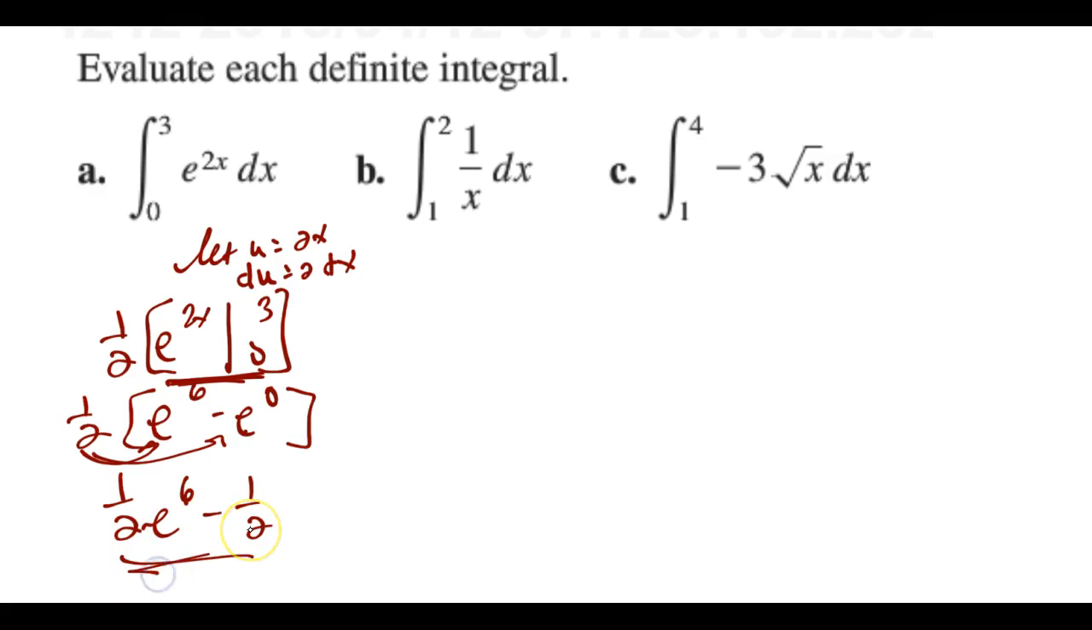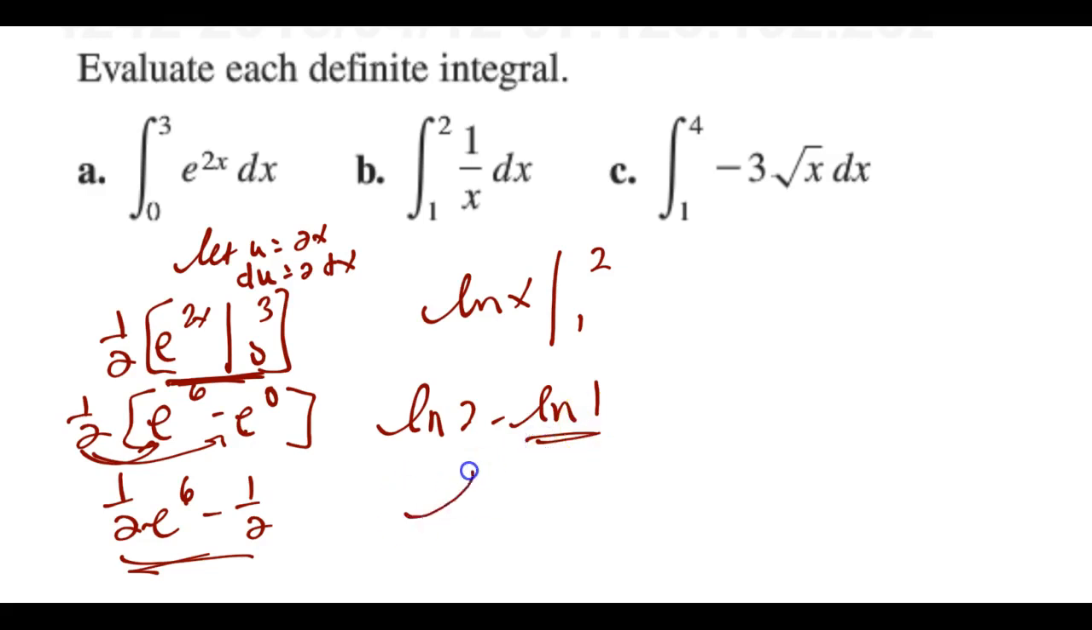There's the exact answer. The integral of 1 over x is the ln of x, and then evaluate that between 1 and 2. So it's the ln of 2 minus the ln of 1, and if you remember, the ln of 1 is 0, so I would just say the ln of 2. We'll see if the author goes decimal here in just a moment.